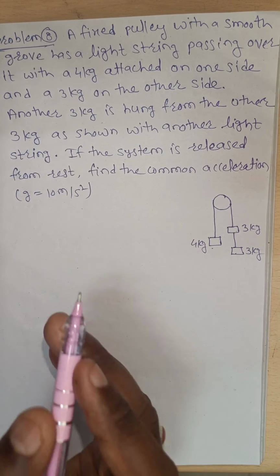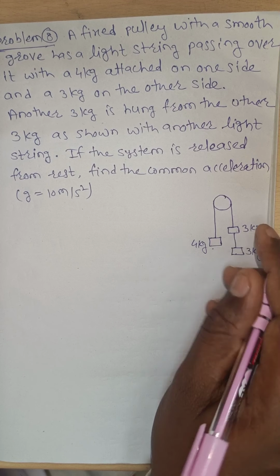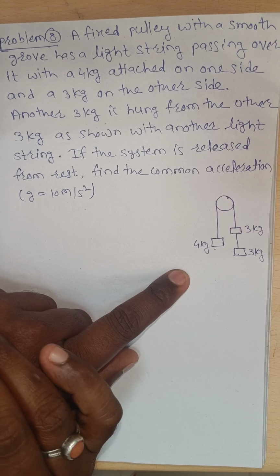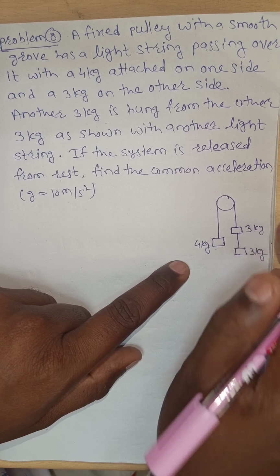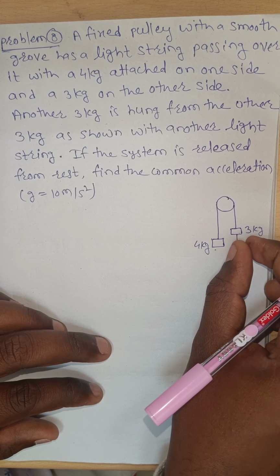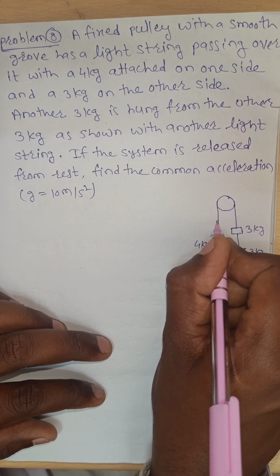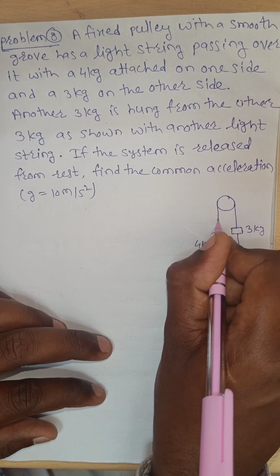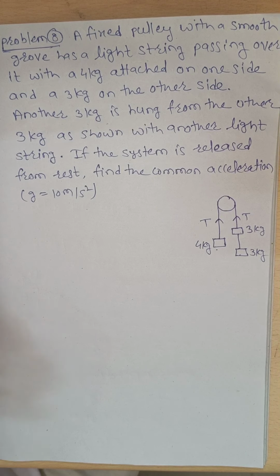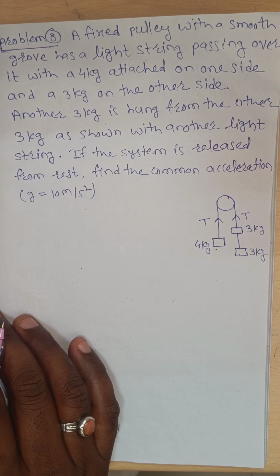Now first, how to solve it? If you release it from rest, what happens? On one side is 4 kg, on the other side total 6 kg mass is attached, which means the string is moving in a downward direction on that side and in an upward direction on the other side. The tension acts towards the equilibrium position, the tension is in that direction here and in that direction there. Now we have to find the common acceleration.